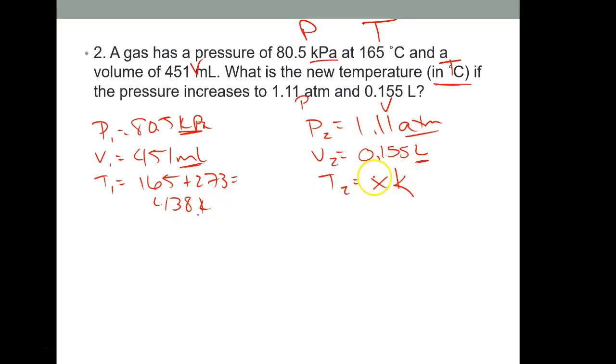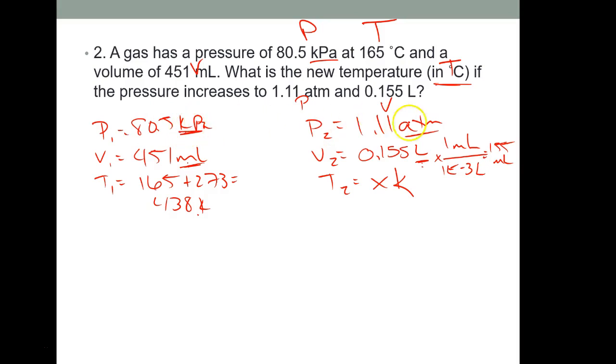Okay, so my Kelvin temperatures match. Not so much with my volume units. So what I'm going to do is change from liters into milliliters. If you remember, the conversion is 1e negative 3. So 155 milliliters. So that's good. I got that one done.